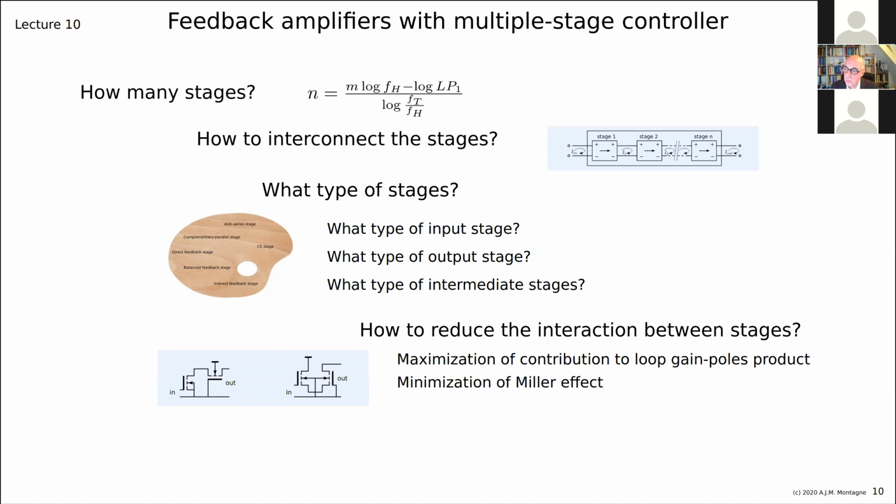So how can we make it predictable? How can we reduce the interaction between stages in such a way that we're also sure that we need a minimum number of stages for the maximum performance? So that's what we are going to do in this lecture about designing multiple stage controllers.